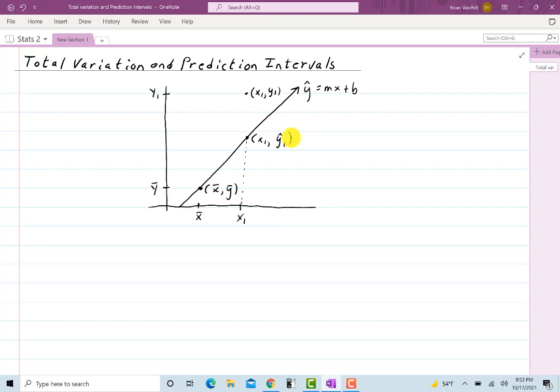So that's why that point would be on there. So we're going to take a look at a little breakdown of some things. If I look at the distance all the way from here to here, that's y1 minus y bar, from all the way up there to all the way down there. y1 minus y bar is called the total deviation.